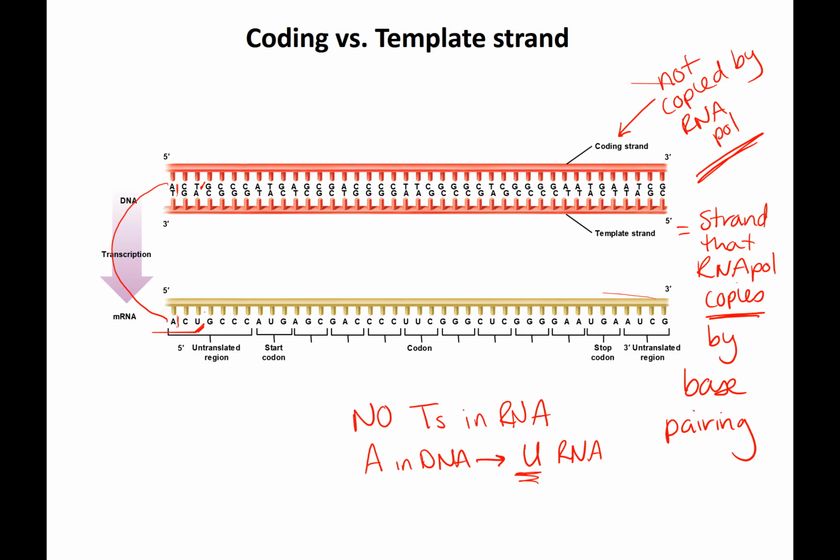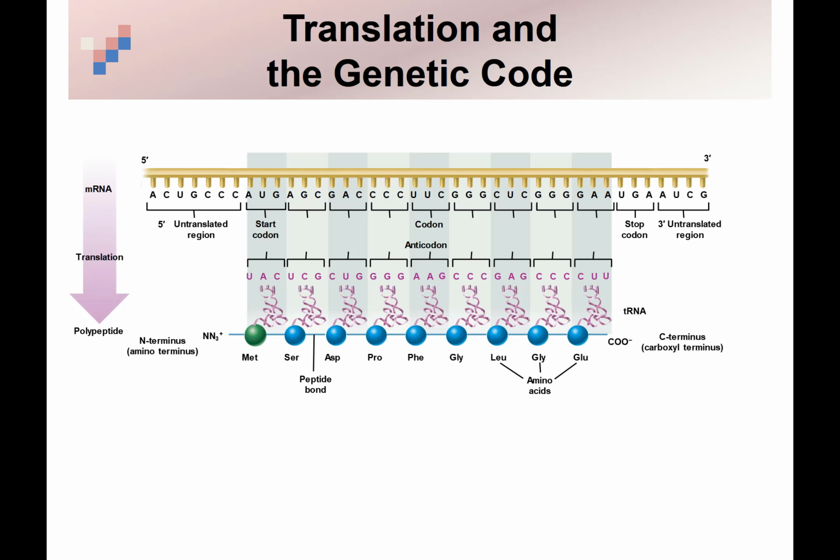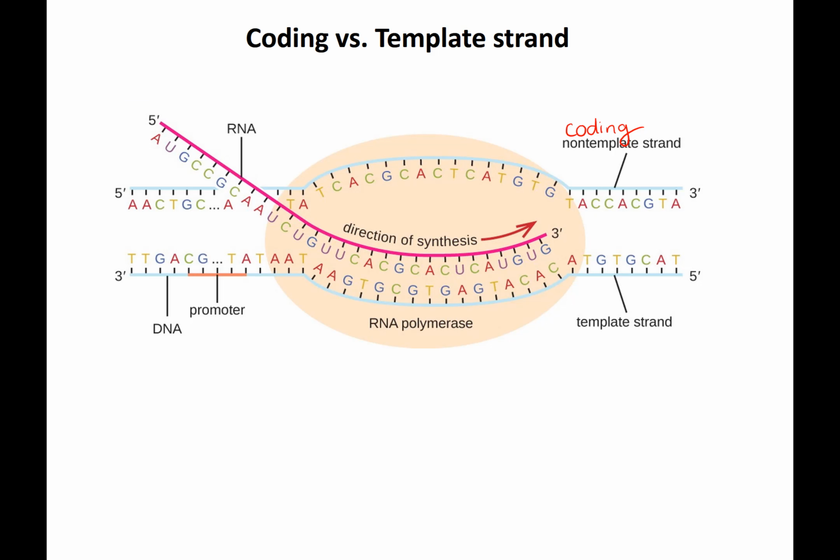RNA polymerase can't cheat. RNA polymerase can only read one strand. So let's look at that. So here is coding and template. Sometimes it says non-template, and that means coding strand. The RNA polymerase is this big orange bubble, and it's base pairing with the template strand, U and A, and C and G, and A and T. And that's how you copy it.